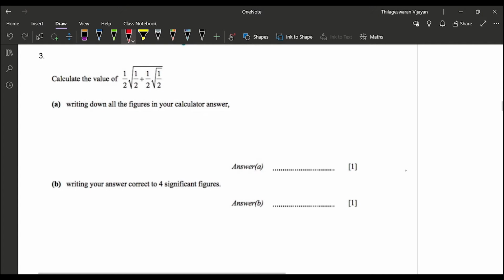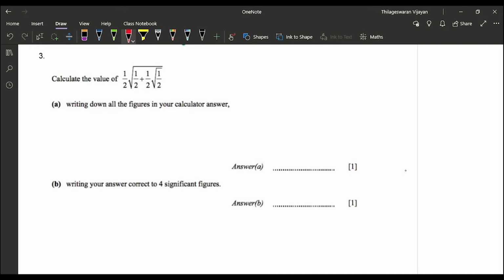Question number 3. Calculate the value of the entire thing. Now this is easy, but you may make mistakes if you do not enter the right values into the calculator. So I like to do it in a safe way. So I do it at least twice. So the first step, you can actually put the entire thing in your calculator and see whether you get an answer. Now the other step is always start from the inside.